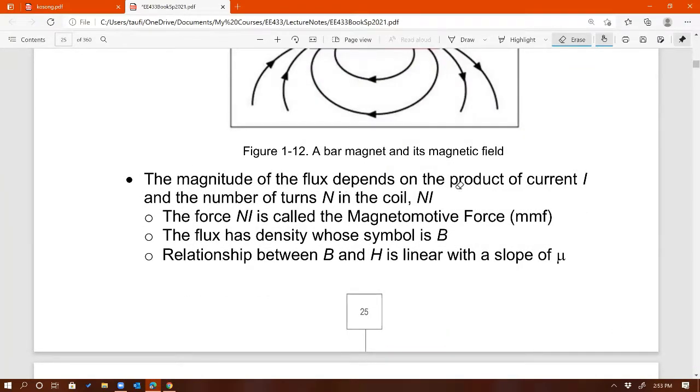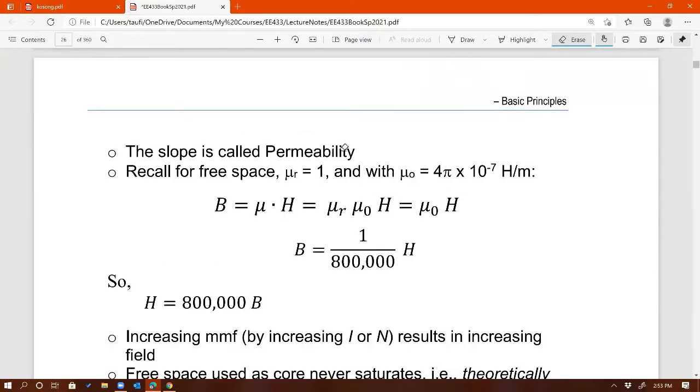The magnitude of the flux depends on the product of current I and the number of turns N in the coil, so N times I. The product NI is called magnetomotive force, MMF, right? The flux has density whose symbol is B, as we already learned earlier. The relationship between B and H is mu, so B is equal to mu H. The ratio of B over H is equal to mu, and that's the slope of the curve if you graph B against H, then the slope gives you the mu, right? Permeability, right? And again, for free space, mu r is equal to 1, and mu naught is equal to 4 pi times 10 to the minus 7 in the SI or MKS system.